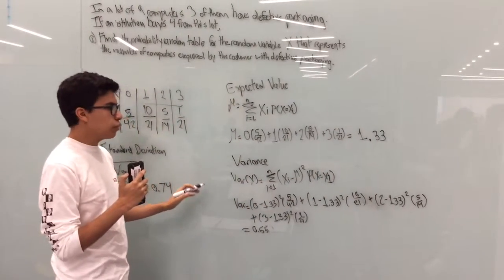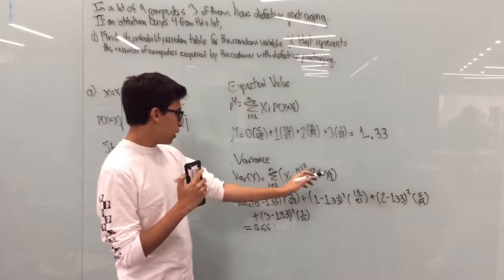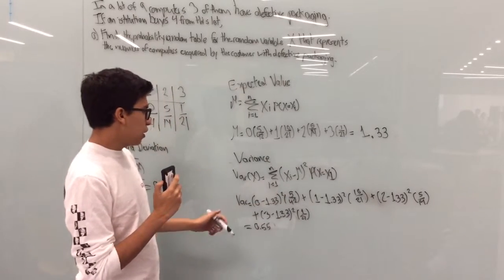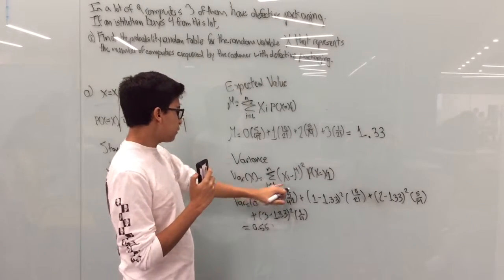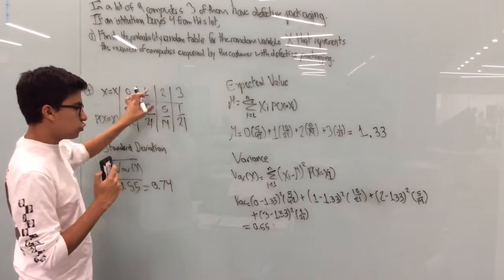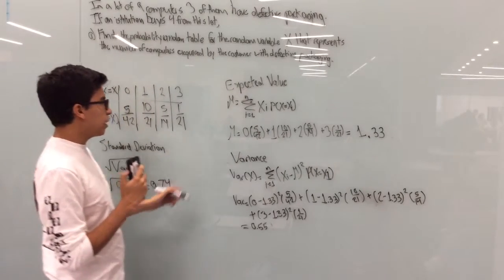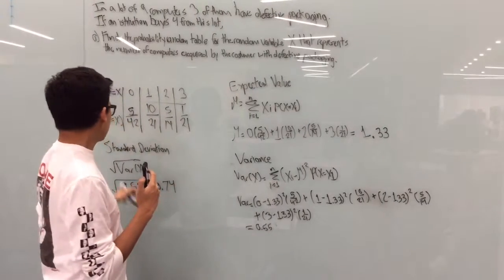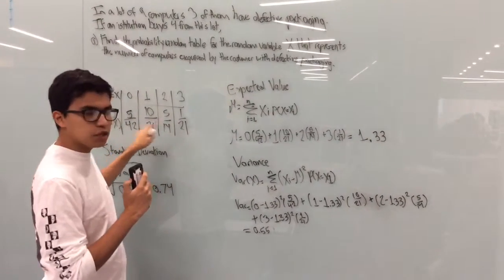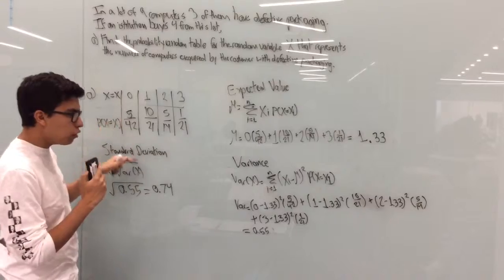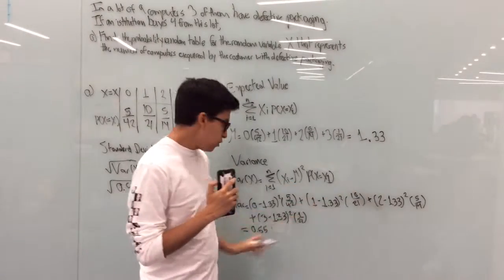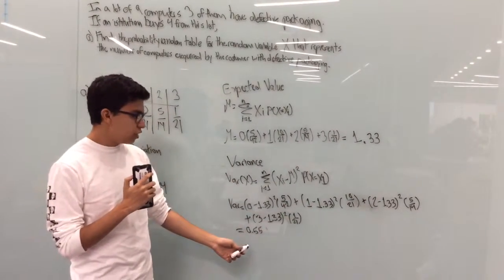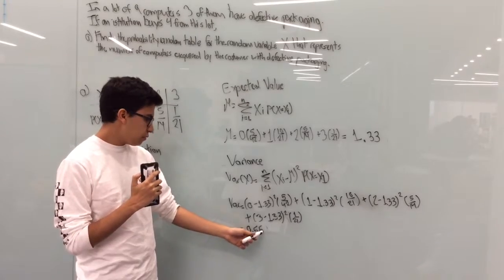To get the variance, we will use also this formula that is having the x values, that are these ones here, minus the expected value, all of them squared times its probability. We solve them all like we see here, and we get as a result 0.55.